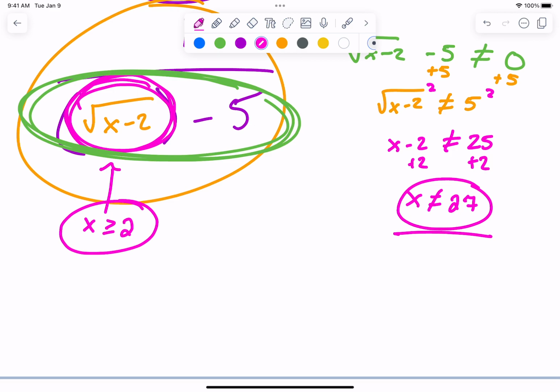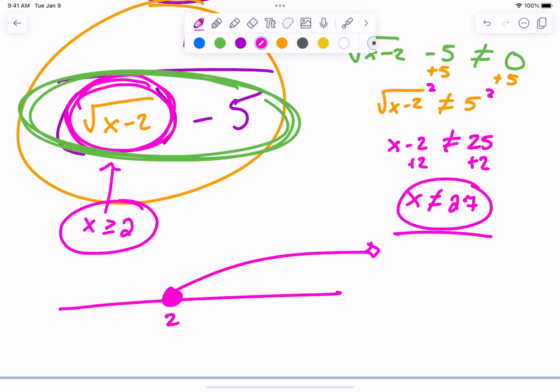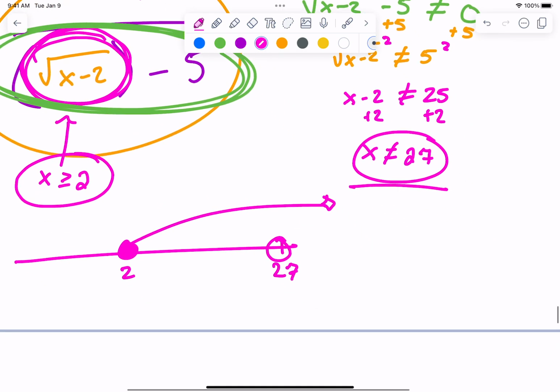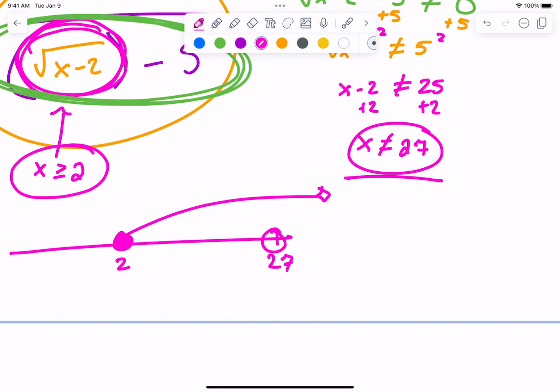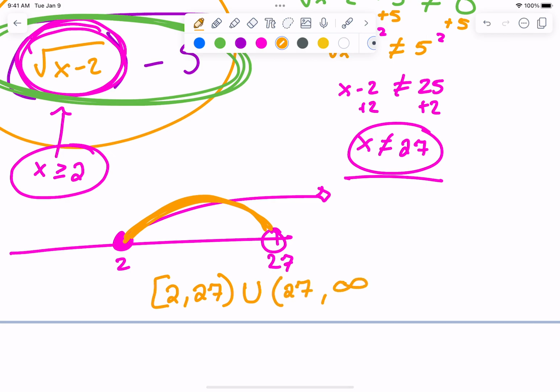Union, right? Here's the number 2, and I have greater than or equal to 2. But then at 27, I have an open circle. I want to write this in interval notation. A number can be bigger than 2, but I can't have 27 exactly. So it's bracket 2, 27 paren, unioned with paren 27 to infinity paren.